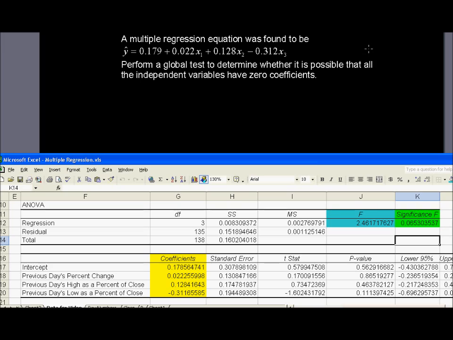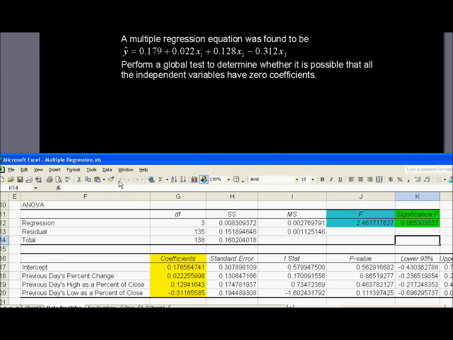A multiple regression equation was found to be y hat equals 0.179 plus 0.022 x sub 1 plus 0.128 x sub 2 minus 0.312 x sub 3. Perform a global test to determine whether it is possible that all the independent variables have zero coefficients. So just a review of what this was.